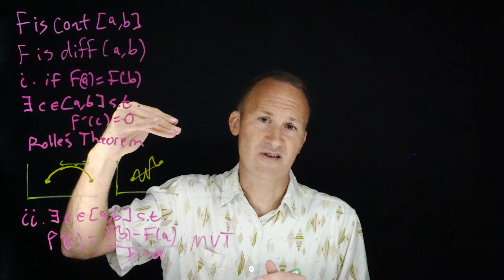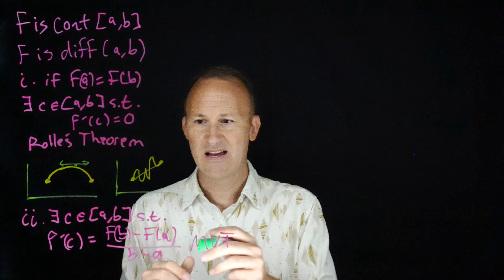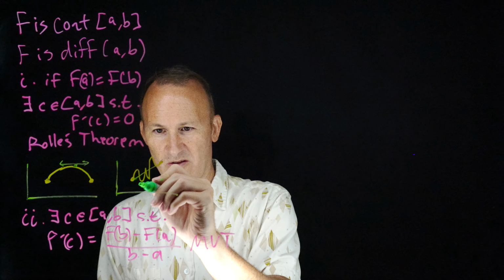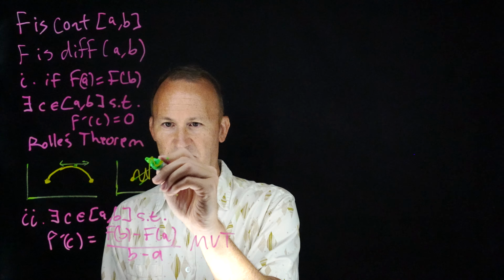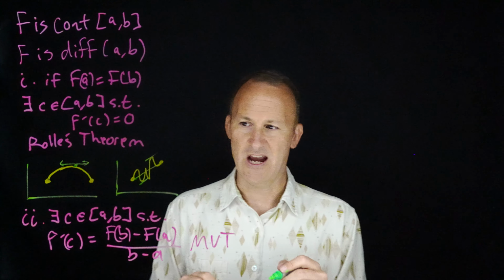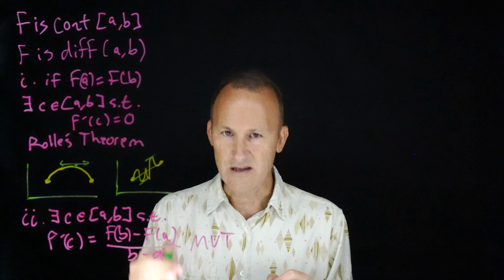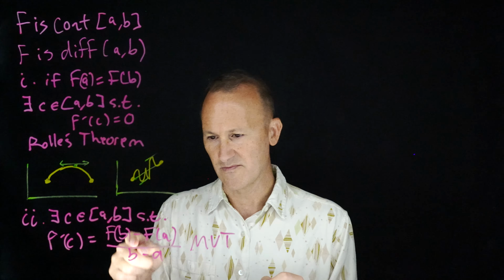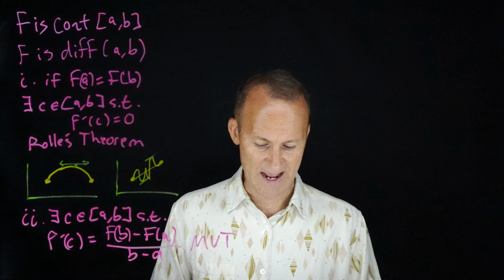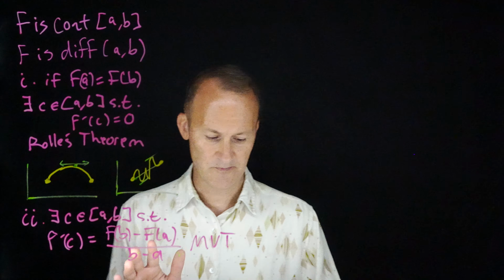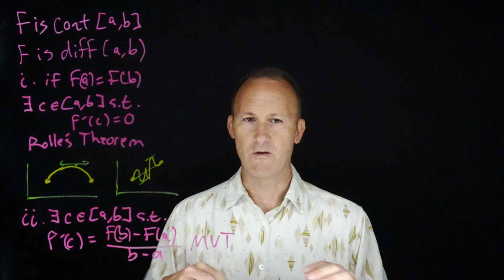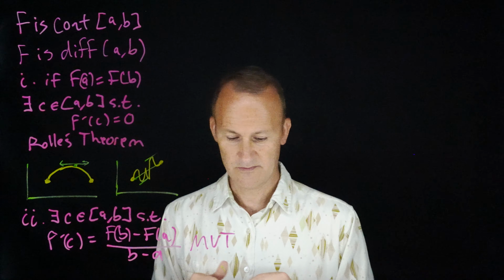If you start up at some point, you've got to come back, and somewhere along here, potentially in multiple places, you're going to have a slope that equals f prime of c, the derivative equals the slope between the 2 points. That's the mean value theorem. These theorems are used a lot in proofs, I can tell you.